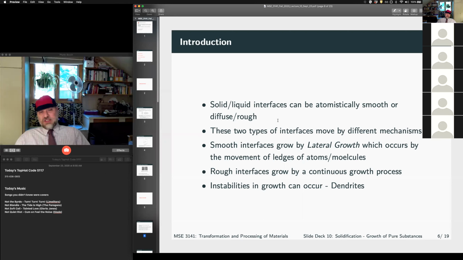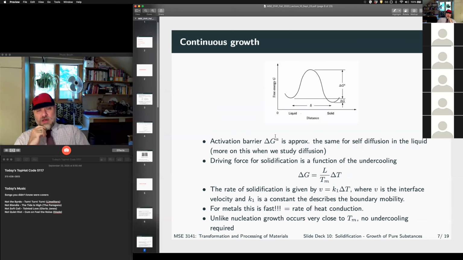So our smooth interfaces grow by a lateral growth process, which occurs by the movement of ledges of atoms or molecules, right? More on that in the next slides. And rough interfaces are going to grow by a continuous growth process. And we also have to keep in mind that depending on what the thermal gradients in our system, we can have growth instabilities that can occur, and that leads to dendritic growth, right? So let's just talk about continuous growth for a minute, right?